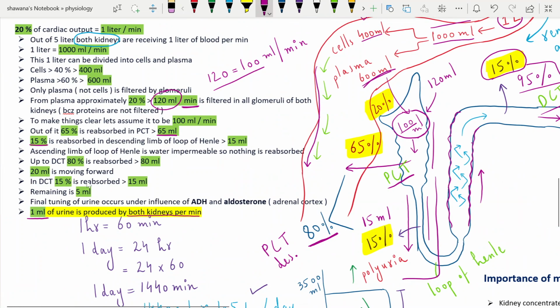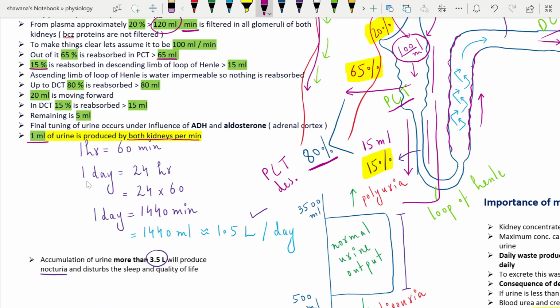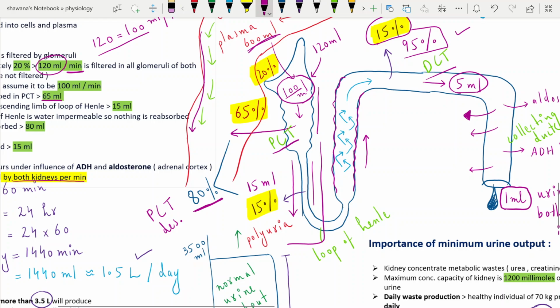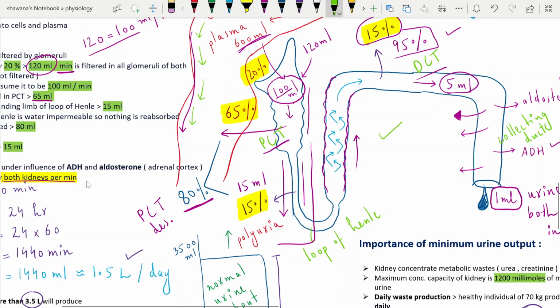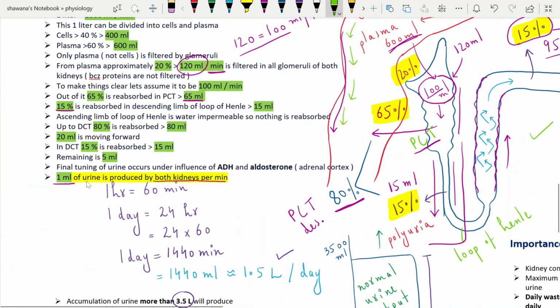You know that both kidneys consist of 2.6 million nephrons. So this is the representation of only one nephron, but you can imagine that this process is occurring in all of the 2.6 million nephrons and they collectively produce 1 ml of urine in 1 minute.